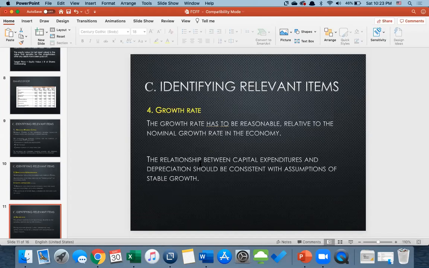As I mentioned before, the growth rate is very critical to get an appropriate firm value. So it has to be reasonable. Usually it is relative to the nominal growth rate in the economy. At the same time, the relationship between capital expenditure and depreciation should be consistent with the assumption of the growth rate.